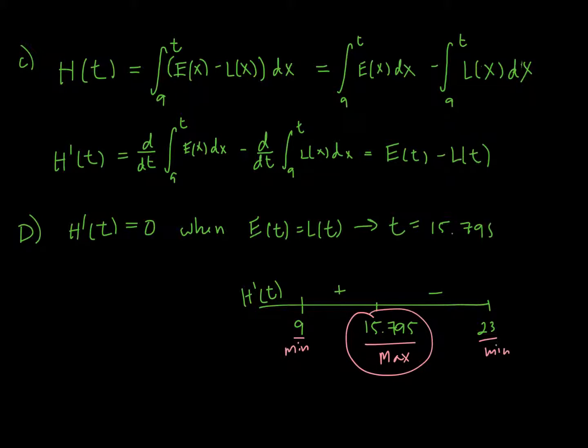So I can just do a quick sign chart here for h prime. Here are my endpoints and here's my critical point, and between 9 and 15.795, h prime is positive, and past that it's going to be negative, and so this is going to be my maximum. These are both going to be minimums, and so this leaves me with the absolute maximum since it is the only maximum on that interval. This was a tricky problem, but certainly worthwhile because if you can handle this, you can handle just about anything.